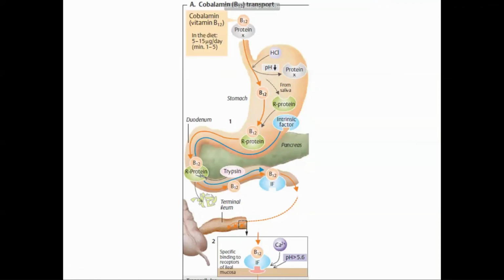Vitamin B12 binds with the intrinsic factor that is secreted from the parietal cells. Once it binds with the intrinsic factor, it goes and is absorbed in the terminal ileum. The terminal ileum has the receptor for the intrinsic factor, and vitamin B12 is absorbed there.